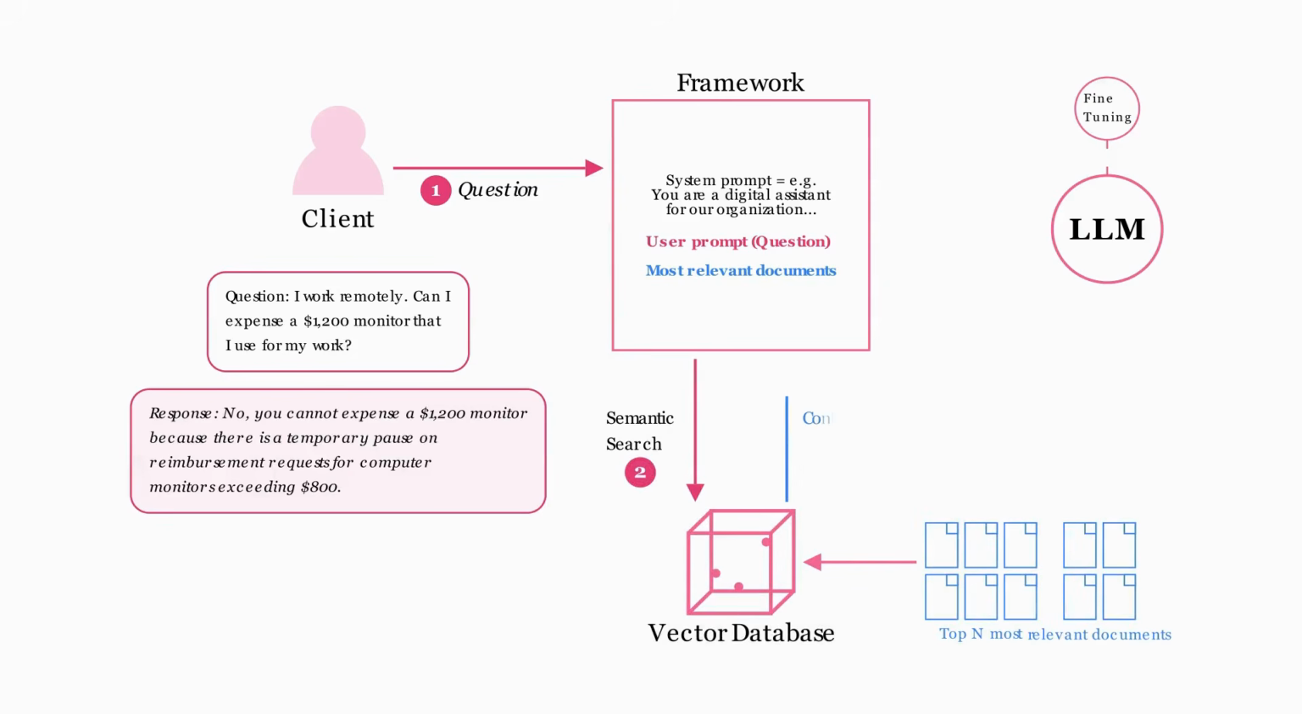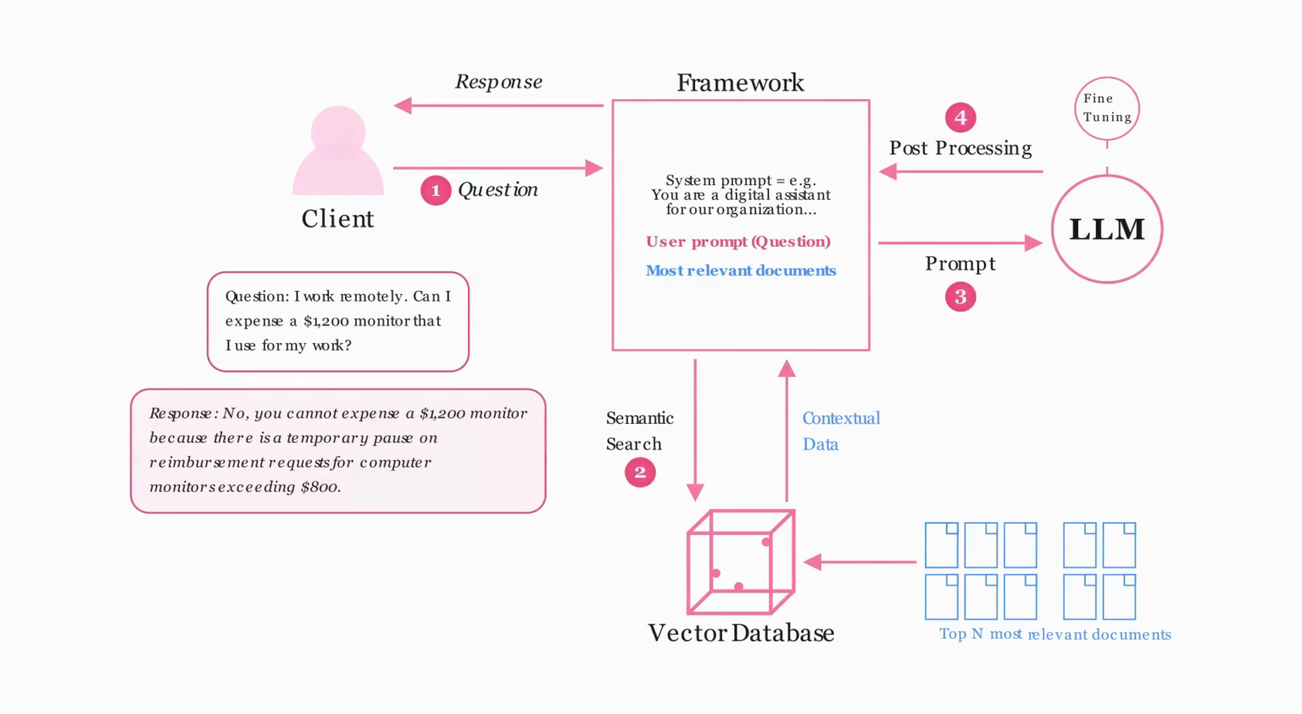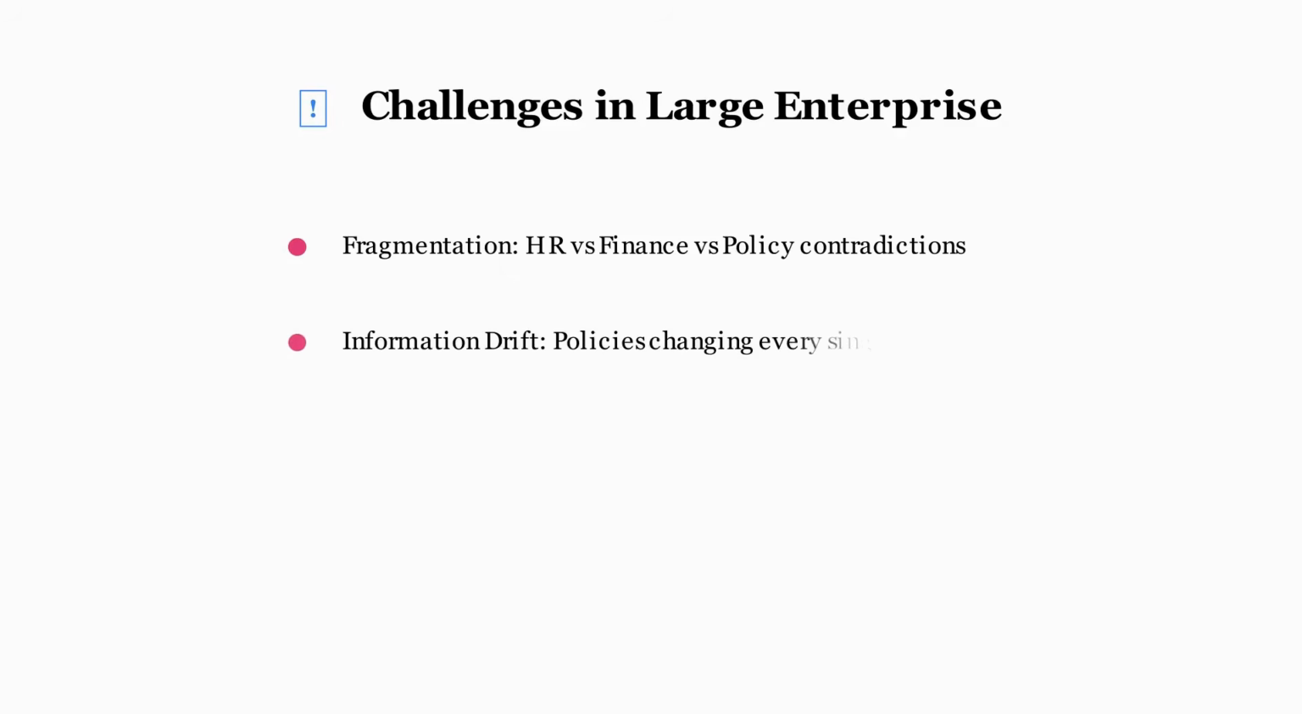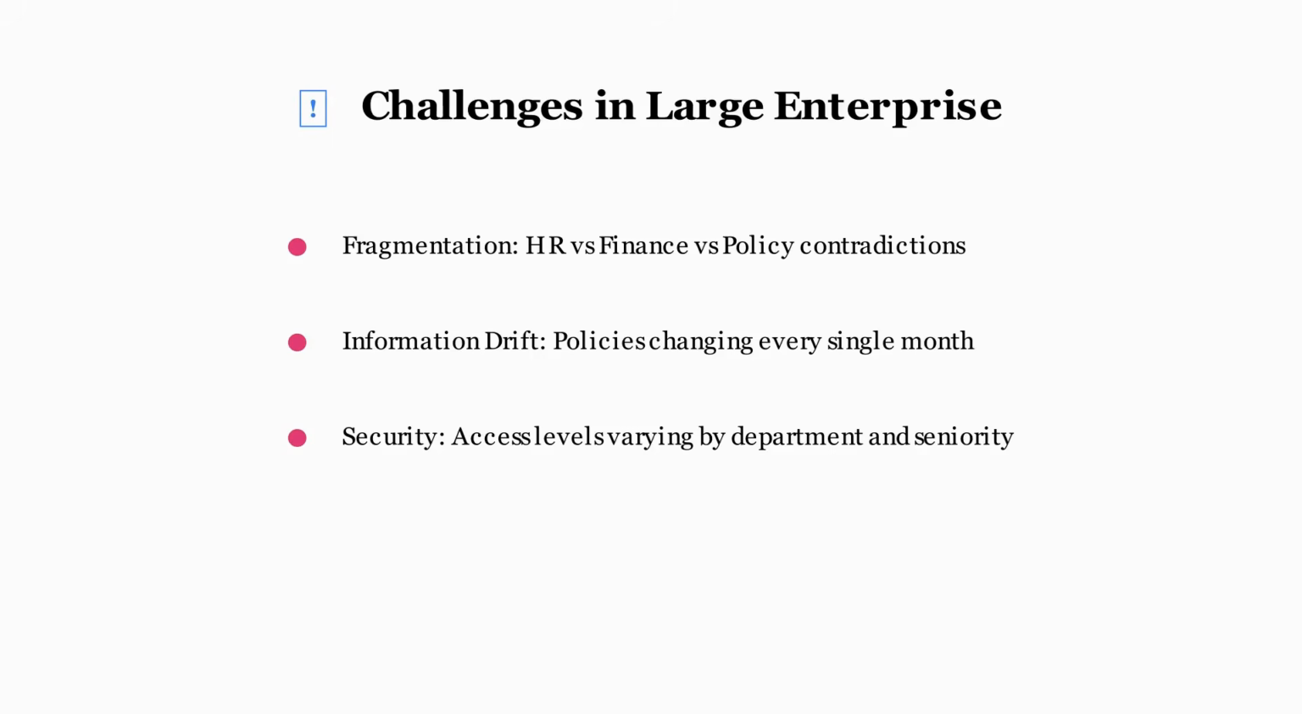Getting an accurate answer in this case is extremely easy only if it's a small company with few PDF documents, but not in a large enterprise with many departments. And here are the reasons why. Fragmentation: HR says one thing, finance says another, and the policy document says it depends. Second one, keeping information up to date. Policies change every month. And the third one is security. A VP might be allowed that $1,200 monitor while a junior associate isn't.